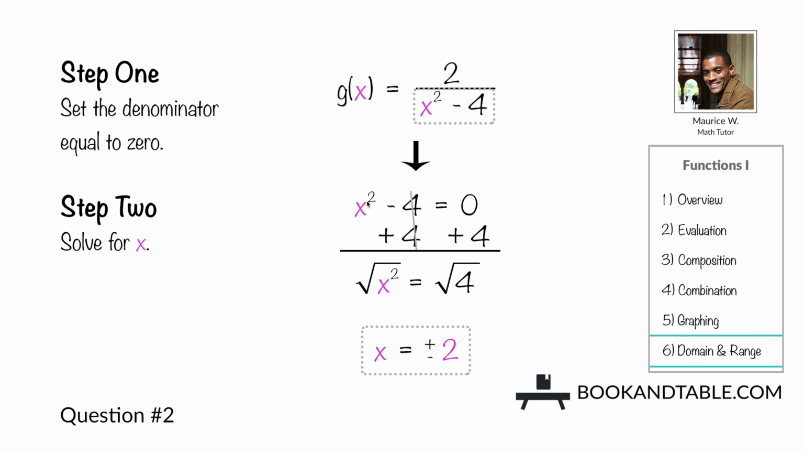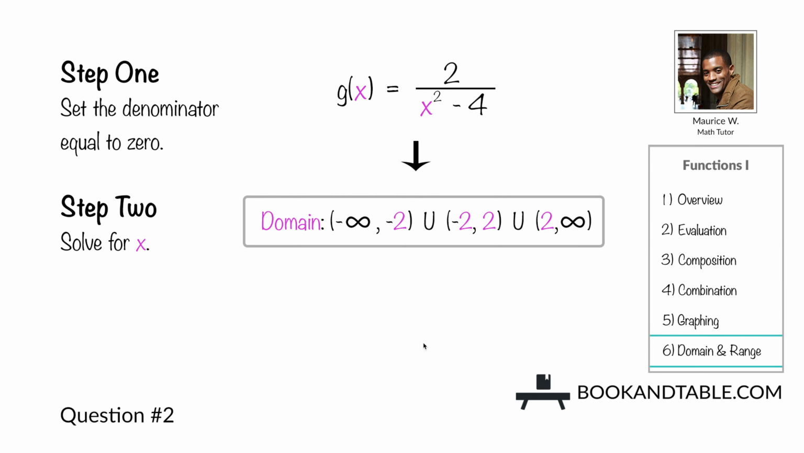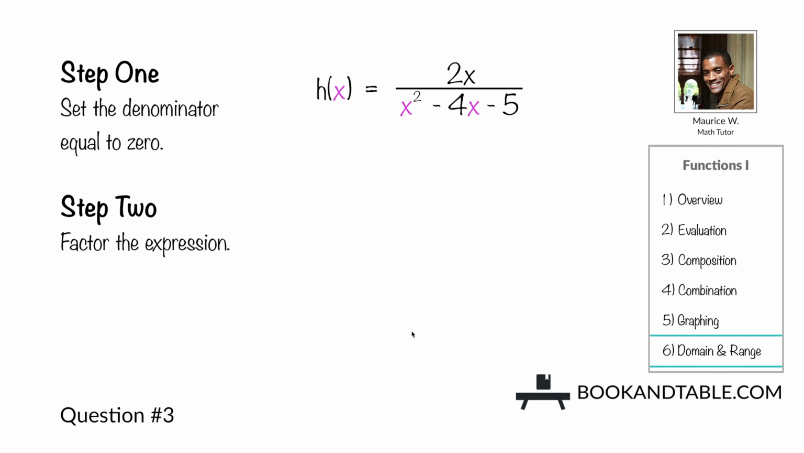Negative 2 squared would be 4. 4 minus 4 would be 0. And positive 2 squared would be 4, also leading to 0. So that is why both numbers are included. So the domain, we have one interval from negative infinity to negative 2, a second interval from negative 2 to positive 2, and a third interval from 2 to infinity, and parentheses around each set of numbers. So that is the answer to question number 2. Let's now have a look at question number 3.